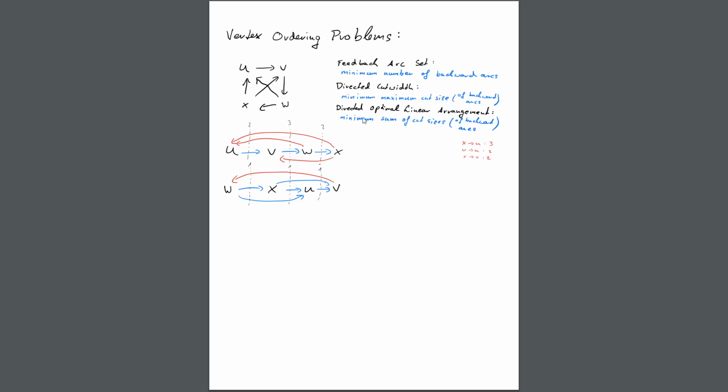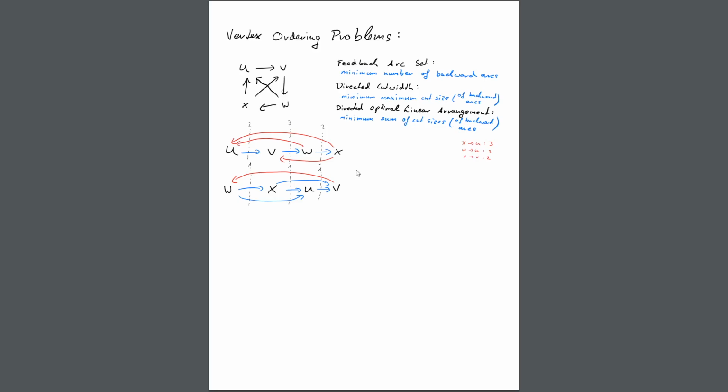And for the linear arrangement problem, here we sum over all cuts. So in the top ordering, we would add 2 plus 3 plus 2, which is 7. And there is a better solution, again, the lower one, where we have a cut of size 3.